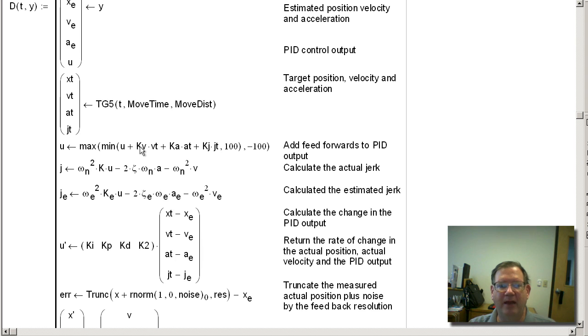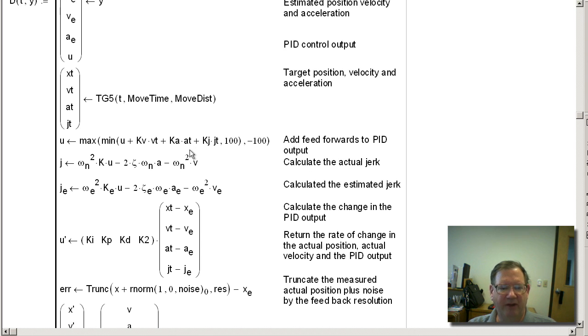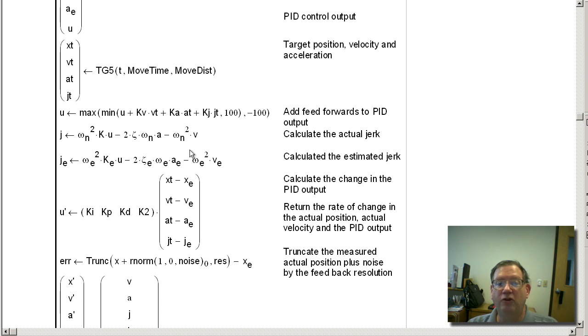You have to remember that these feed-forwards are calculated using the estimated values, so they aren't perfect. They're off by a little bit, but you'll see that it doesn't make much difference. So now I need to do two calculations. I need to calculate two jerks.